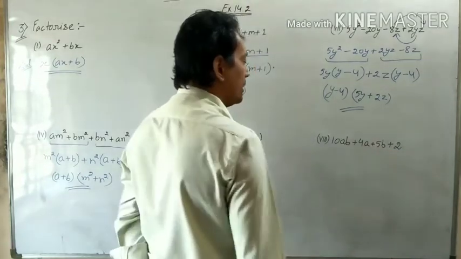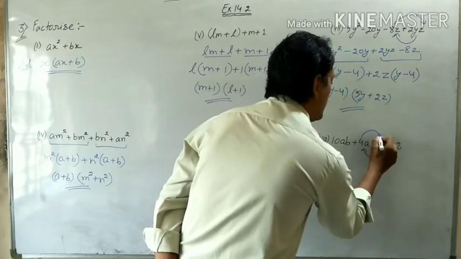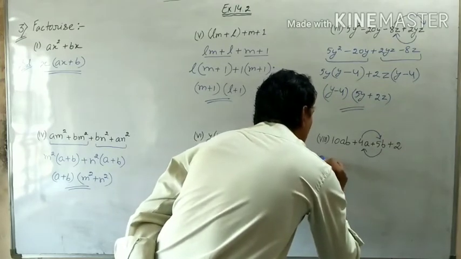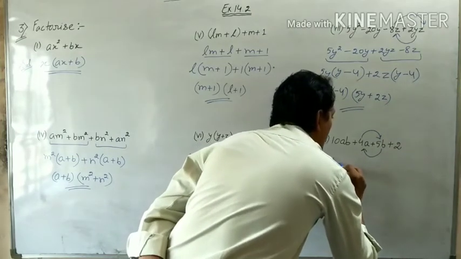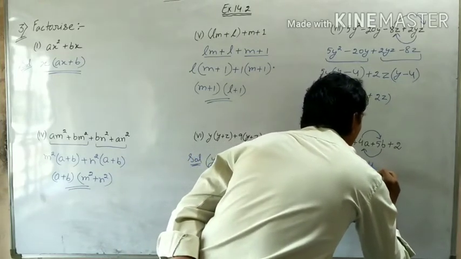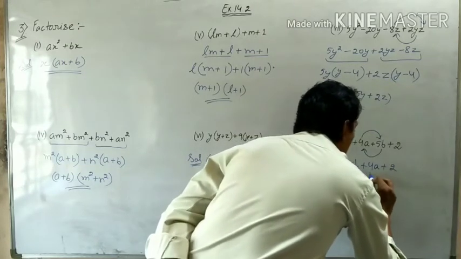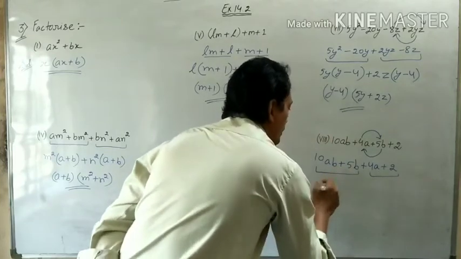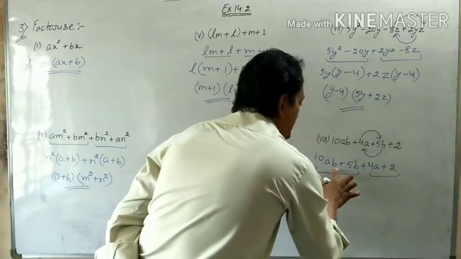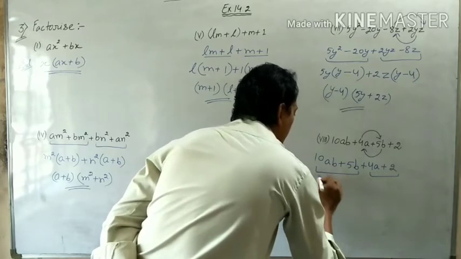So what we can do here is, you can bring this here and this one in the 3rd position. So I am writing it again, 10ab then plus 5b plus 4a plus 2. Again making a group of the first two terms and the last two terms. What can you take as common? You can take 5 as common. So I am taking 5 as common. You can see there is b on both the sides here. So again b will be taken as common and the rest of the thing can be put inside.